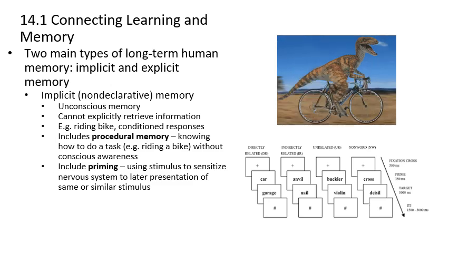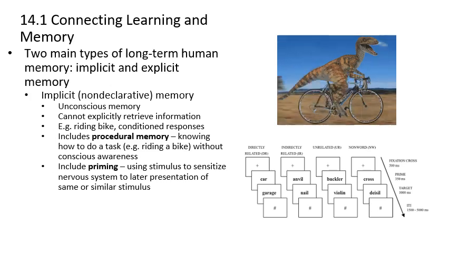Two main types of long-term human memory are implicit and explicit memory. Implicit is also known as non-declarative memory. Sometimes it's unconscious memory. You can't explicitly retrieve that information. It includes things like riding a bike, conditioned responses, and priming.